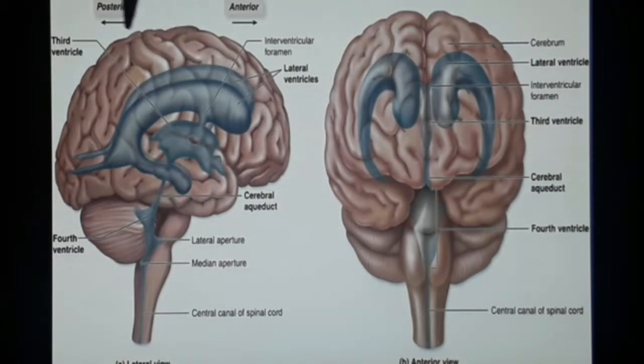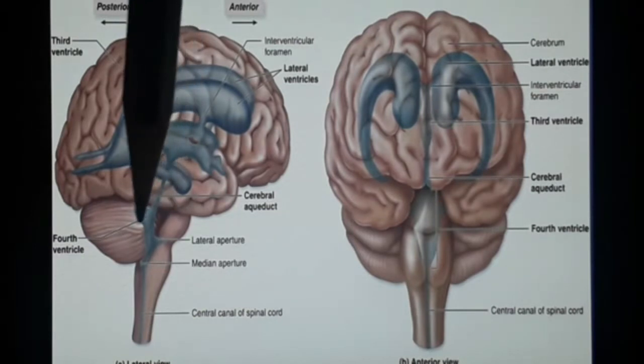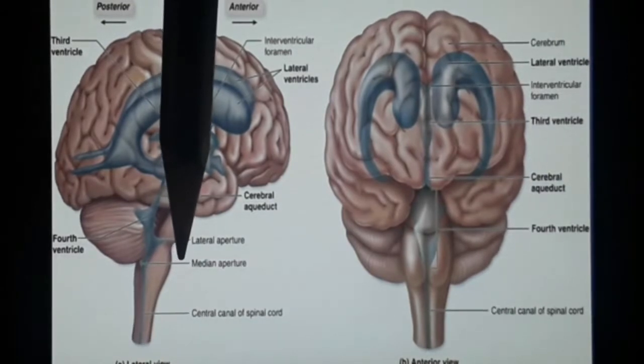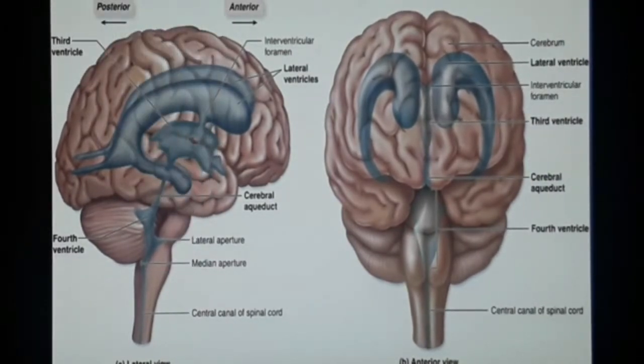Here you can see a pair of lateral ventricles present within the cerebrum, the third ventricle present within the midbrain, and the fourth ventricle lies between the cerebellum, pons, and medulla. Hence, the fourth ventricle is also known as the cavity of the hindbrain, which is situated in the posterior cranial fossa.